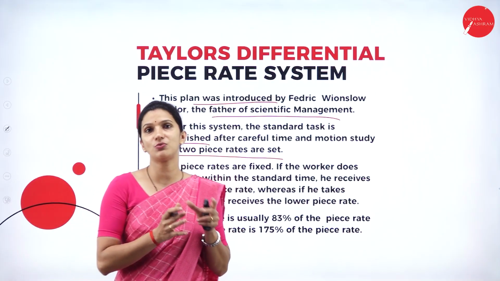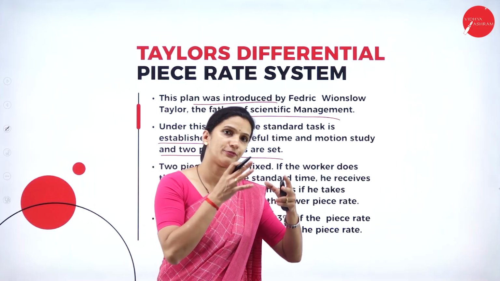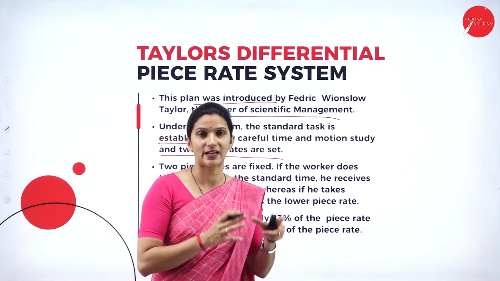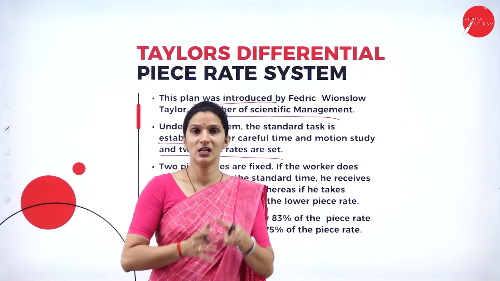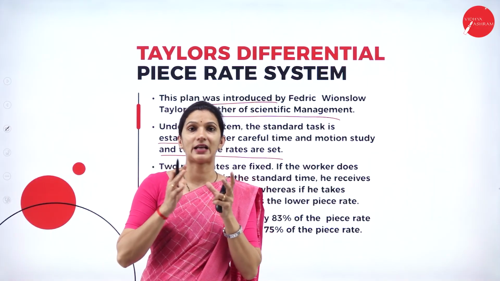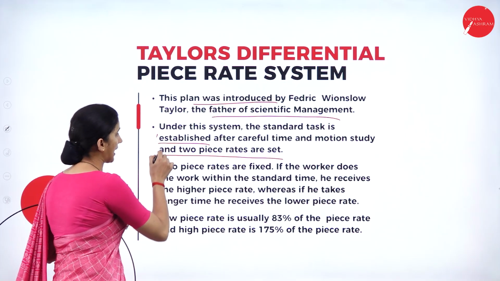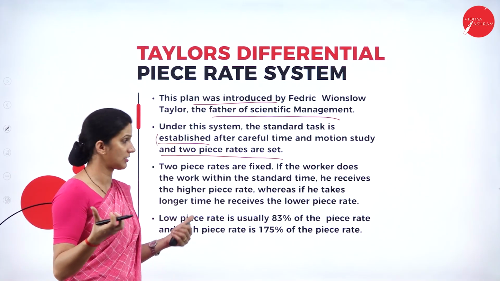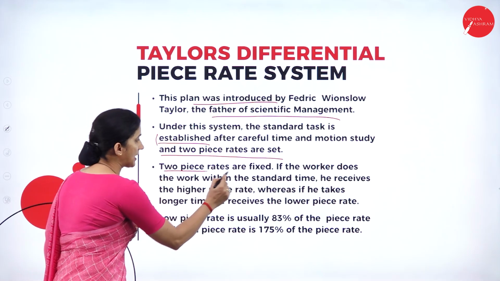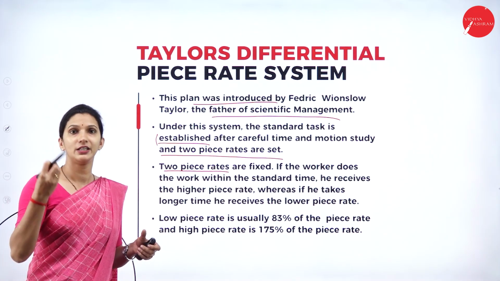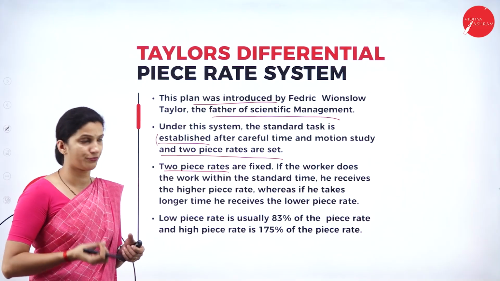That means before the workers go for the actual work, first they will fix the standard. What is the standard of efficiency that each worker has to work? That estimation and that standard has been set. That standard is set after the careful study and the motion study. Here the two piece rates are fixed after that careful study.